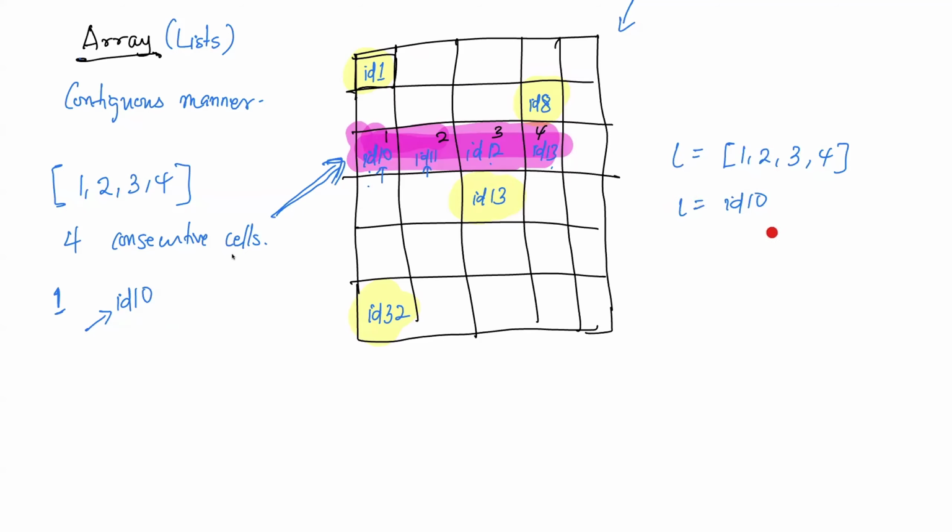Does that make sense to everyone? When I create a list, this is what happens. It comes and creates the 1, 2, 3, 4 inside here.